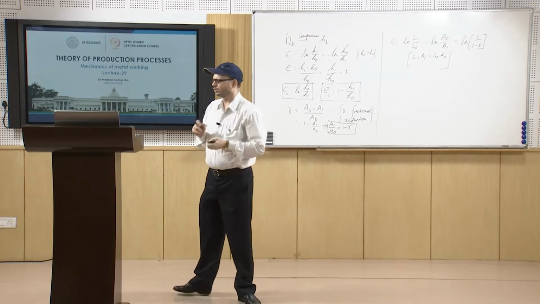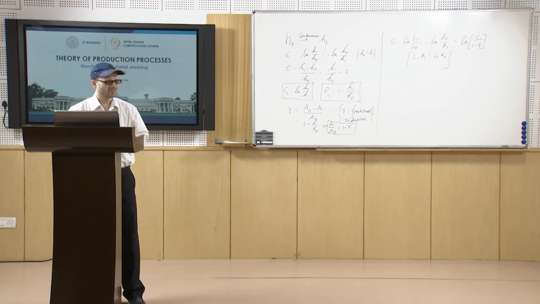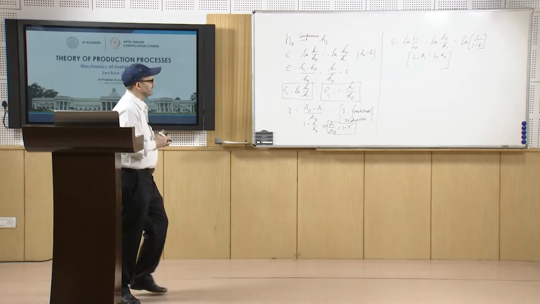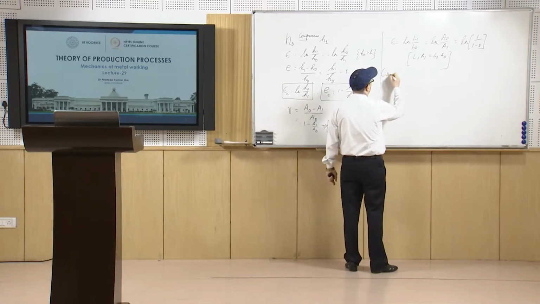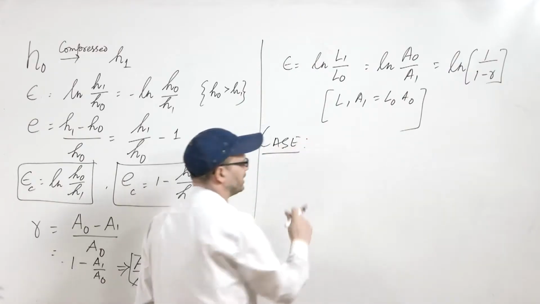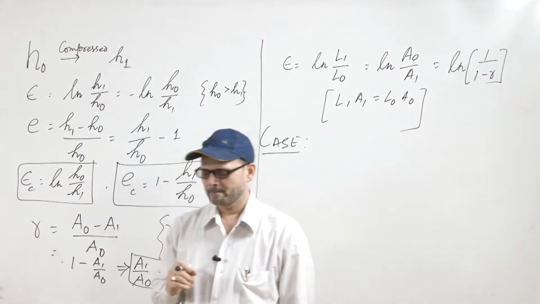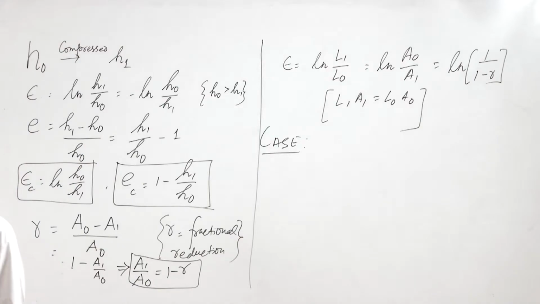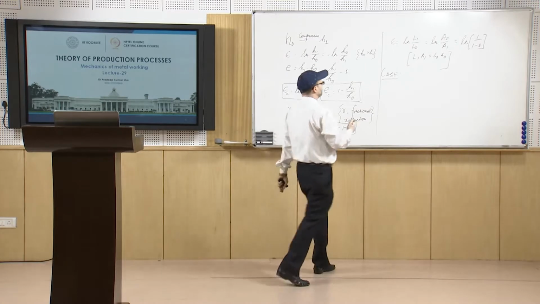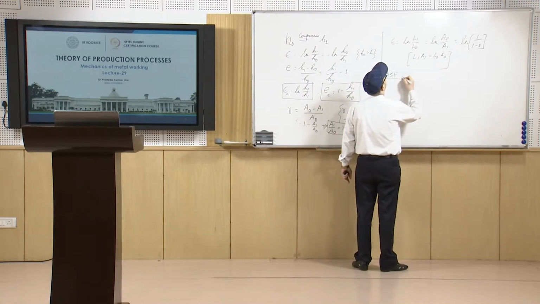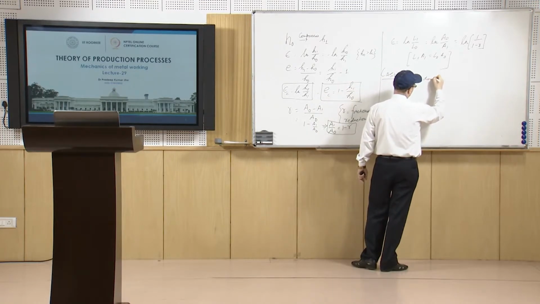So suppose we have a case where a bar is doubled in length, and a second case where the bar is halved in length. Now if the bar is doubled in length, in that case the engineering strain will be 1, because the change in length will be... So case A is for the bar doubled in length.